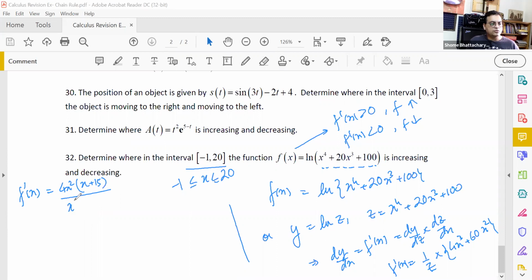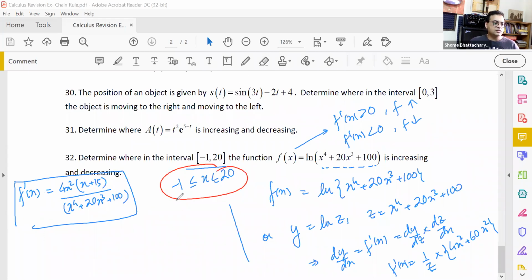And z is x to the power 4 plus 20x cube plus 100. Now you can see that in the interval that is given to me, the denominator is always positive because x is greater than -1. So in this interval, the denominator is always positive. X to the power 4 plus 20x cube plus 100 is greater than 0 for all values.